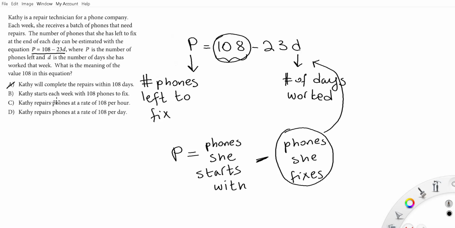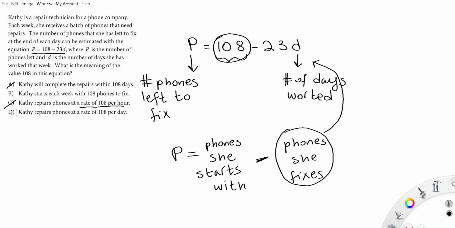Kathy repairs phones at a rate of 108 per hour. Now, even without going through all of this, just by looking at my equation, I can eliminate choice C because 108 is not a rate. 108 is a constant. It's a fixed number. It doesn't change like P does, and it doesn't change like D does. So over here where it says she repairs phones at a rate of 108 per hour, that is completely wrong because 108 is not a rate.